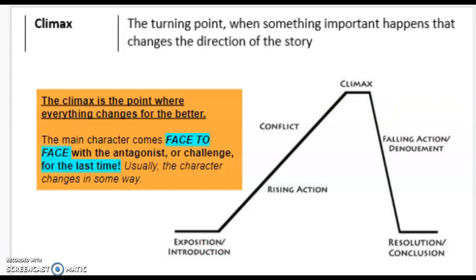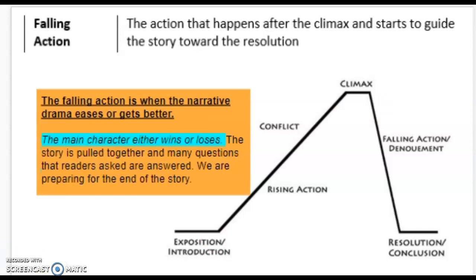And then the next piece that we're going to discuss is the falling action. So the falling action right here, also known as a denouement, is the action that takes place after the climax and it guides the story towards the resolution. So this is usually where the narrative gets easier. The main character either wins or loses, and the story starts to be pulled together. Many questions that a reader may have had in the beginning of the story start to come together. The answers are clear, and readers are connected to different events. This is kind of where you say, oh, I know why that happened, or this makes sense now.